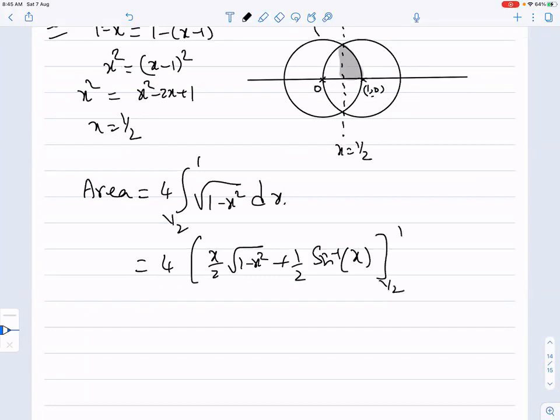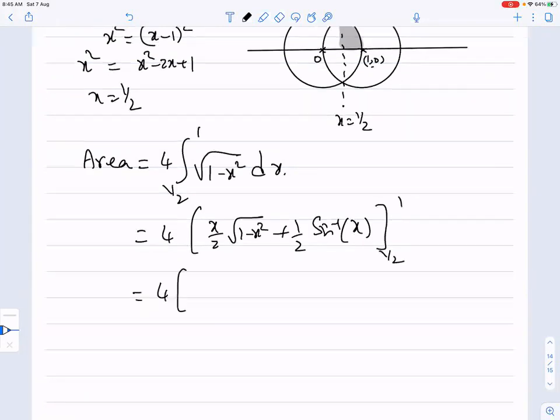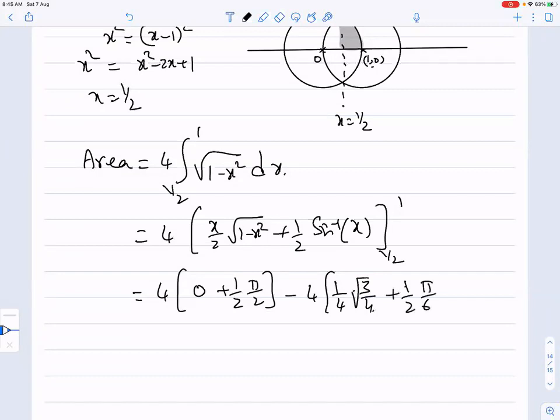Now, we will substitute 1, that will give 0 for the first part, and half into sine inverse of 1 which is pi by 2. Minus, we substitute half: that is 1 by 4 into root of 1 minus 1 by 4, that is root 3 by 4, plus half into sine inverse half, which is pi by 6. Correct, students?